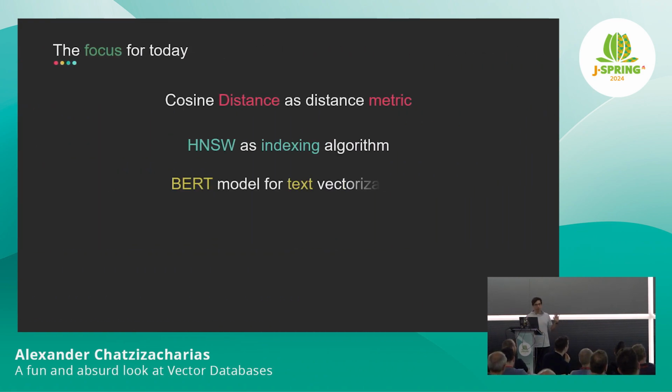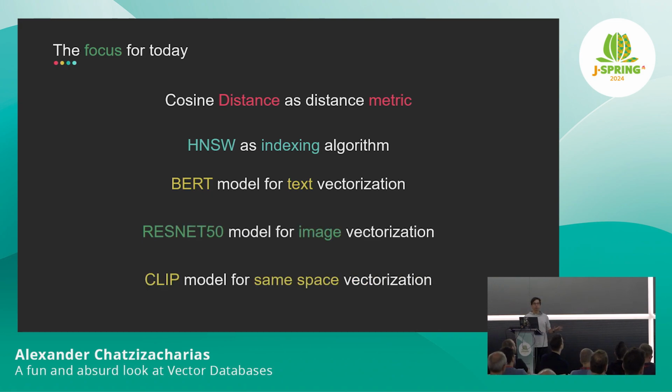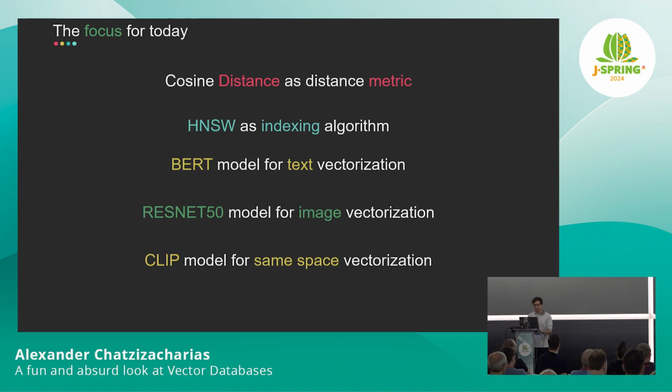So for today, we'll be using cosine distance as our distance metric for everything, hierarchical navigable small worlds as our indexing algorithm, and a BERT ResNet 50 model and CLIP model for when we are vectorizing stuff, and how that looks like and why you'll see in a bit.